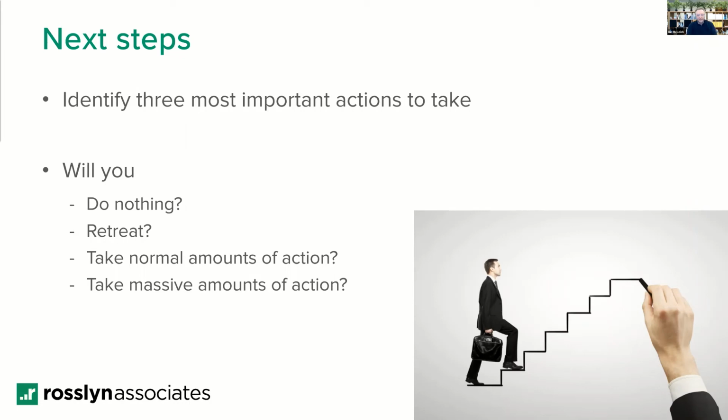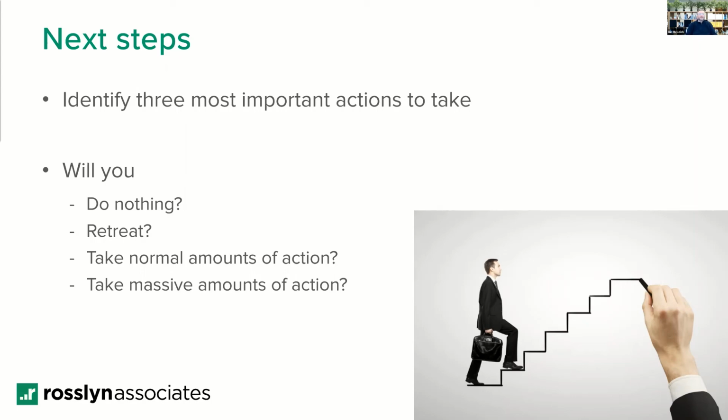The third one is take normal amounts of action. And that's basically saying, yeah, I probably need to do a cash flow forecast and stuff, but I can do this myself. In which case, get the cash flow template, have a go. And you might be lucky. It might work for you.